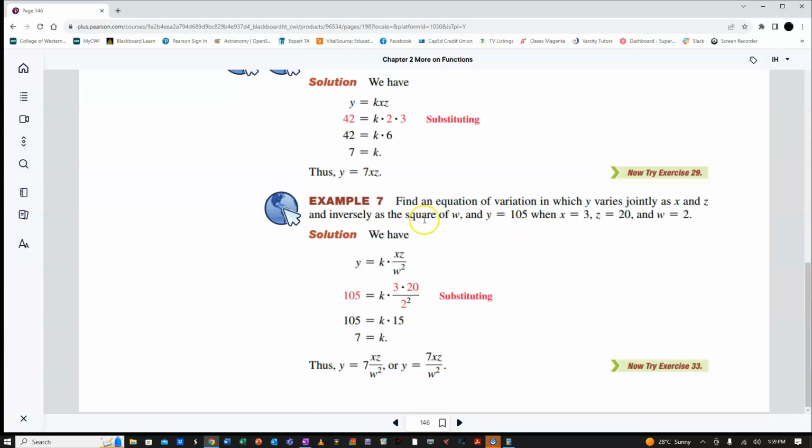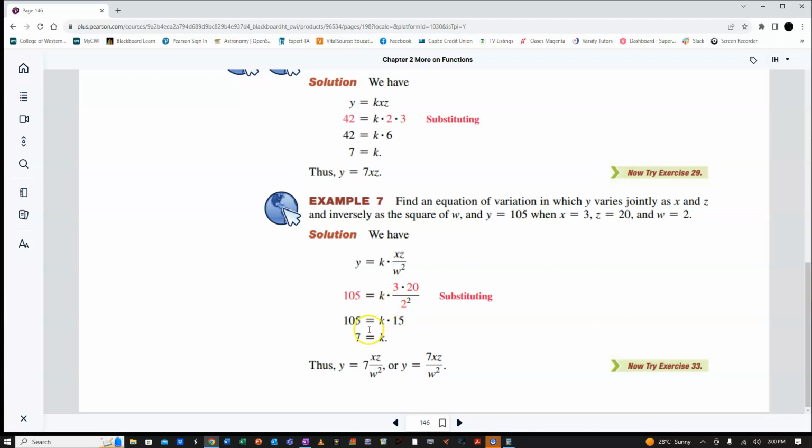So we start by writing out the general equation of variation. y is equal to a constant. It varies jointly as x and z, so a constant times xz, and it varies inversely as the square of w, so divided by w squared. It's important to know how to write this equation to start the problem, and then you can substitute your values for the different variables. y is 105, x is 3, z is 20, and w is 2.